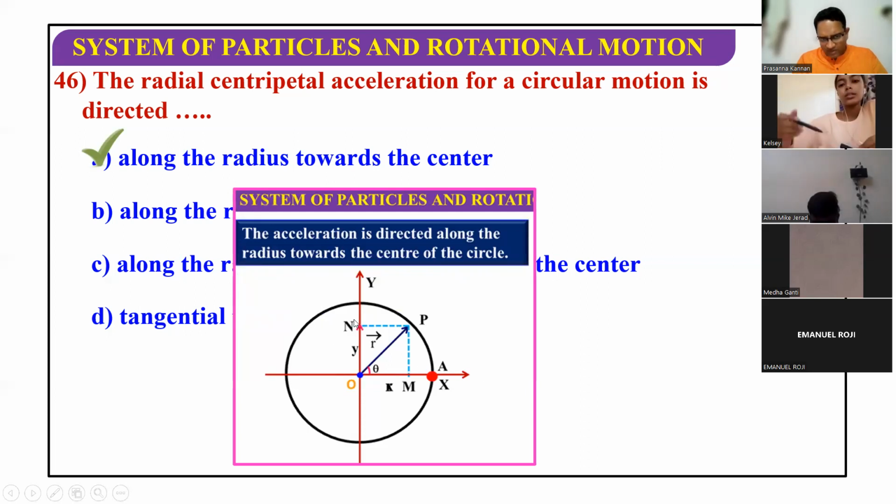So if you see, wherever the particle is, the force will be directed towards the center along the radius. If P is the point where the object is, then the force will be along the direction PO.